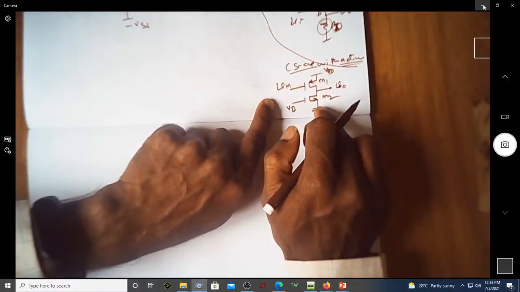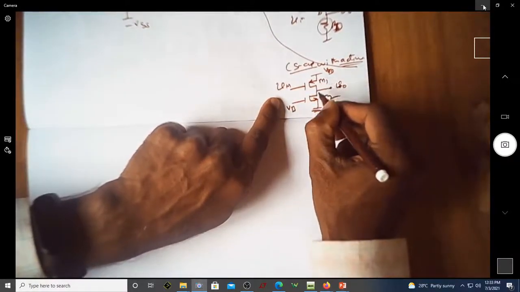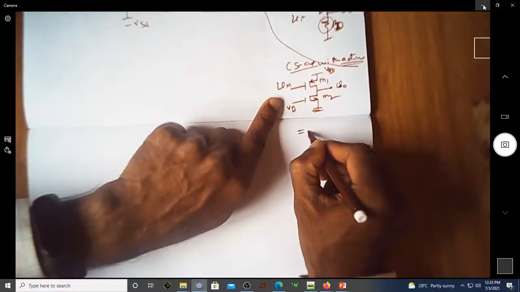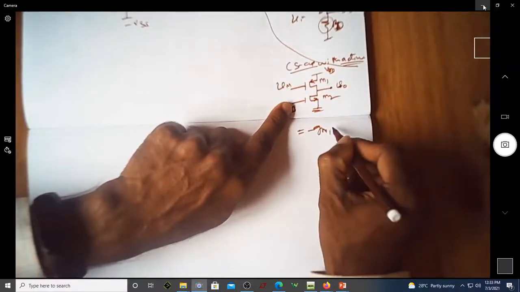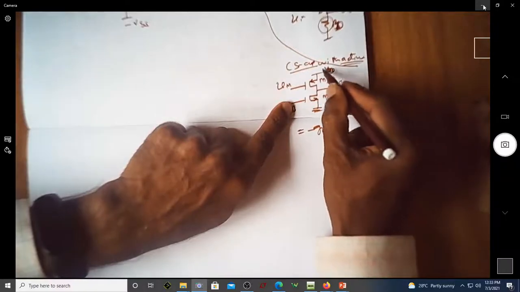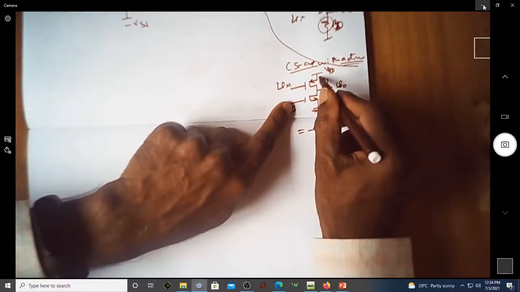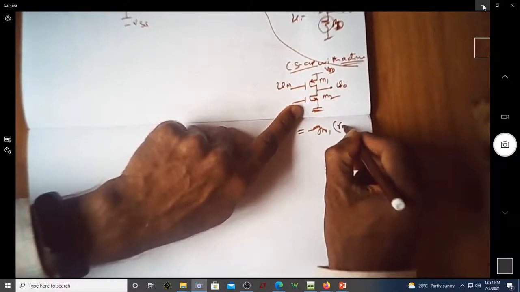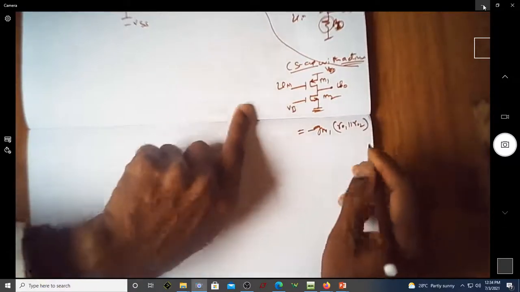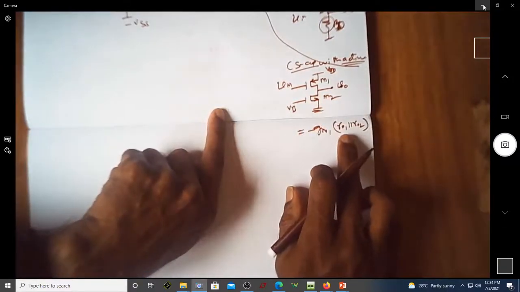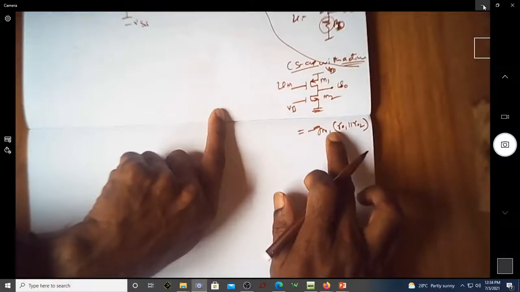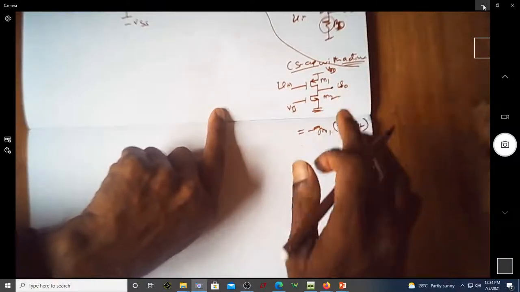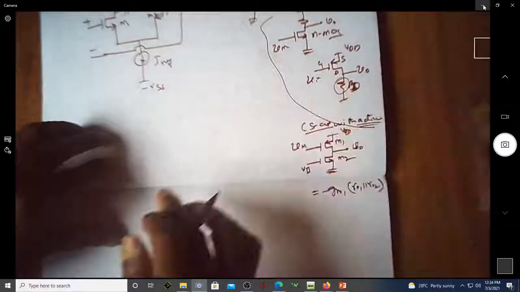M2 acts as the load because if you consider the gain of this amplifier, it will be minus gm1 multiplied by Rout. That is, Rout of this amplifier is ro1 parallel with ro2. So this will be the gain of the amplifier, which will be pretty good because the values of ro1 and ro2 will be very high as compared to these resistive values.